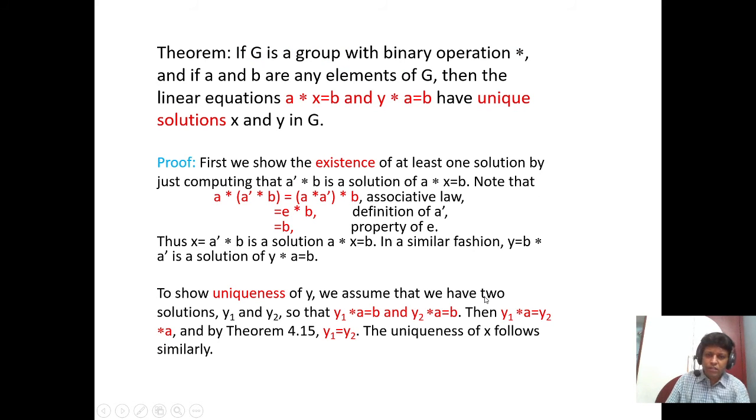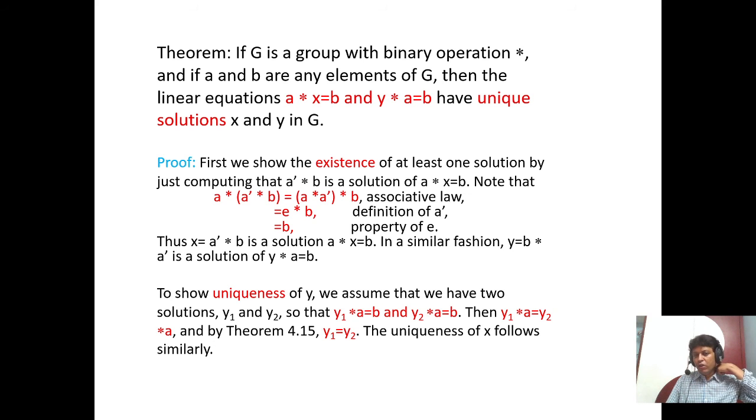Now, also there are some important theorems. If G is a group with binary operation star, and if A and B are any two elements of G, then the linear equations A star x equal to B and y star A equal to B have unique solutions x and y in G. This also follows from the inverse and associative techniques.